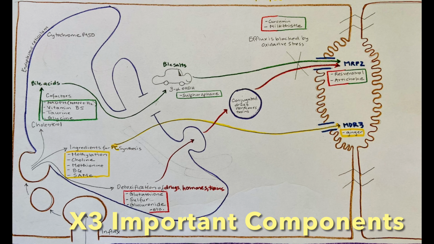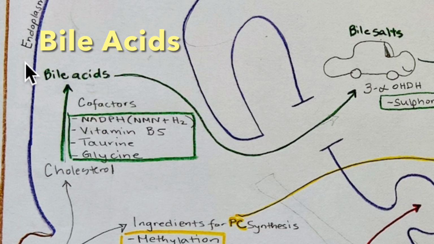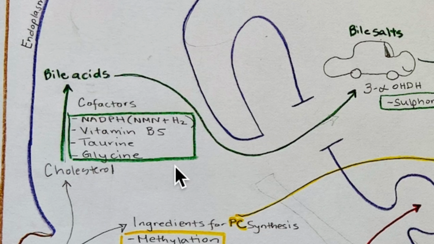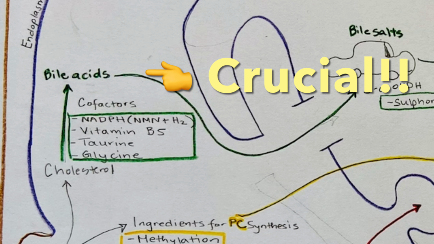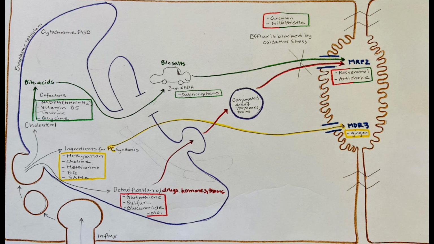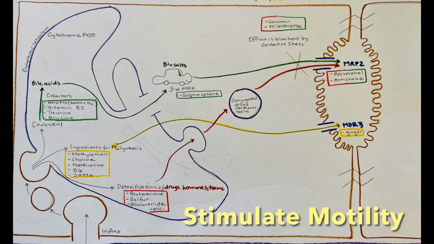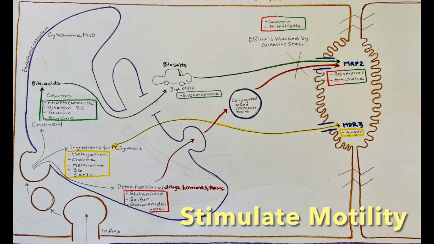I will highlight 3 important components of bile today. The first component is bile acids. Bile acids are a crucial component of bile. They give bile the ability to emulsify fats for proper digestion and absorption of fat and fat-soluble vitamins. Bile acids are also antimicrobial, and so they help to keep the microbiome in balance. They also stimulate motility, and this is important for helping the small intestine to cleanse itself and also to prevent constipation.